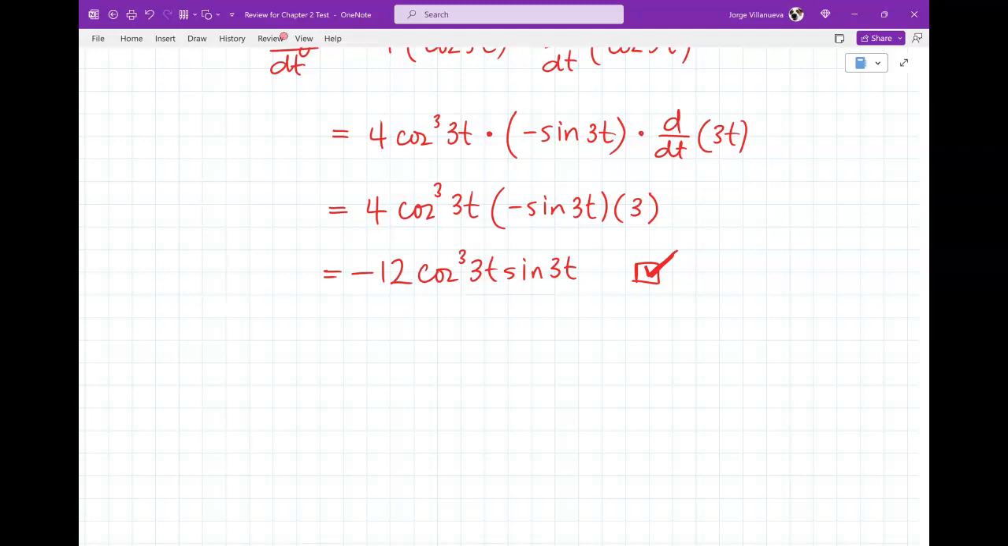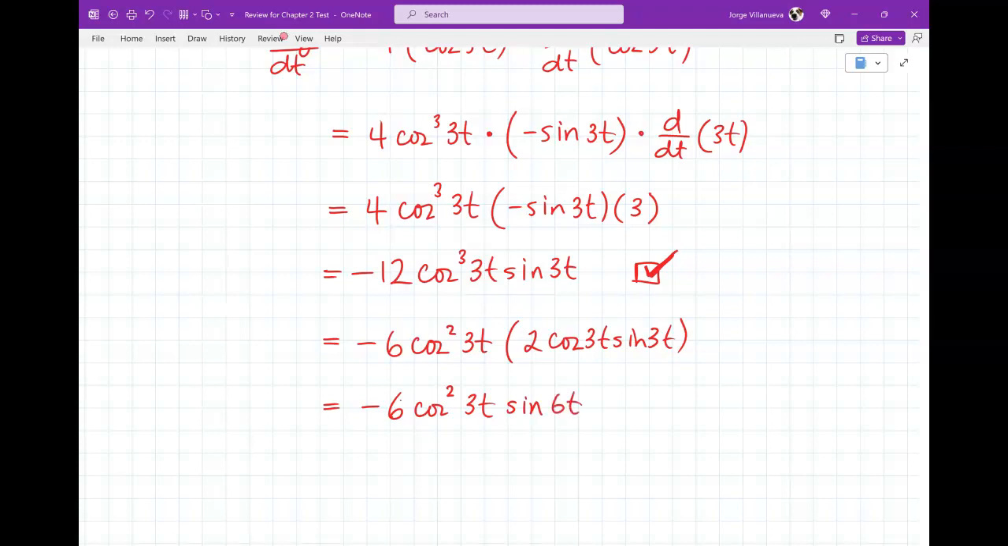But sometimes in the books, they're going to say, well, I can rewrite this as negative 6 cosine squared of 3t times 2 cosine of 3t sine of 3t, which is negative 6 cosine squared of 3t. Remember the double angle formulas that we talked about? This would be a sine of 6t. That comes from this.